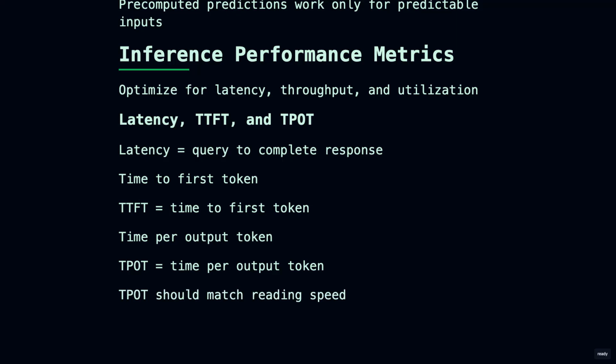In streaming mode, the goal is not extreme speed, it's to stay ahead of the reader. For most applications, something around human reading speed is already good enough.